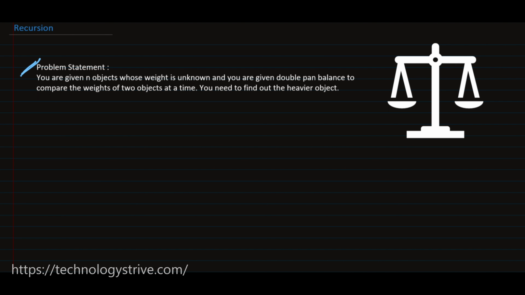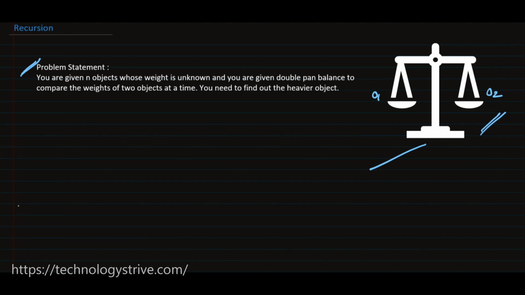I have taken a small game. So the problem statement is: you are given n objects whose weight is unknown and you are given a double pan balance, which is useful to compare the weights of two objects at a time. One object we will keep in this pan and another object in this one. So there are three possibilities, right?